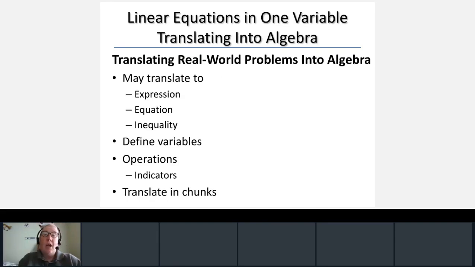Now, sometimes we are asked to translate real-world problems into algebra. There again, I'm going to give you steps, where it's almost like playing a detective when you're given real-world problems. You can translate to an expression, an equation, or an inequality, define the variables, decide on the operation or the indicators, and then translate into chunks. One thing I like to do is read it through and then reread it and take steps. What do we know? What information is provided? What are we looking for?